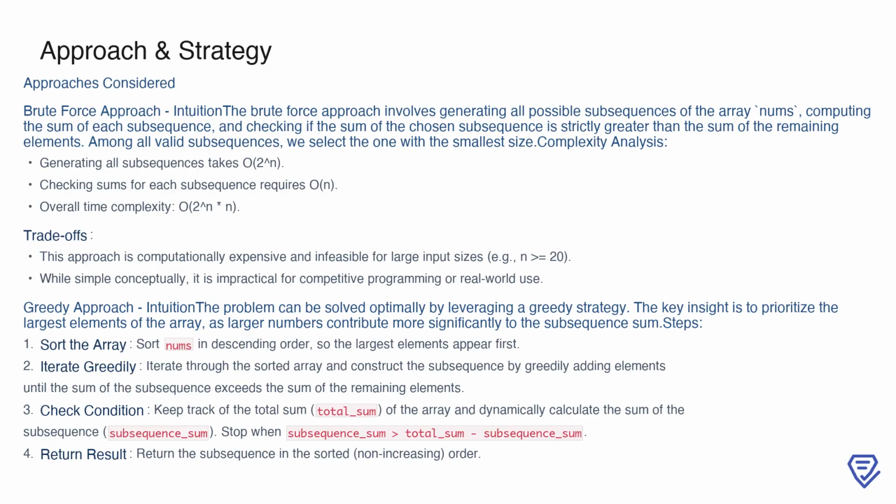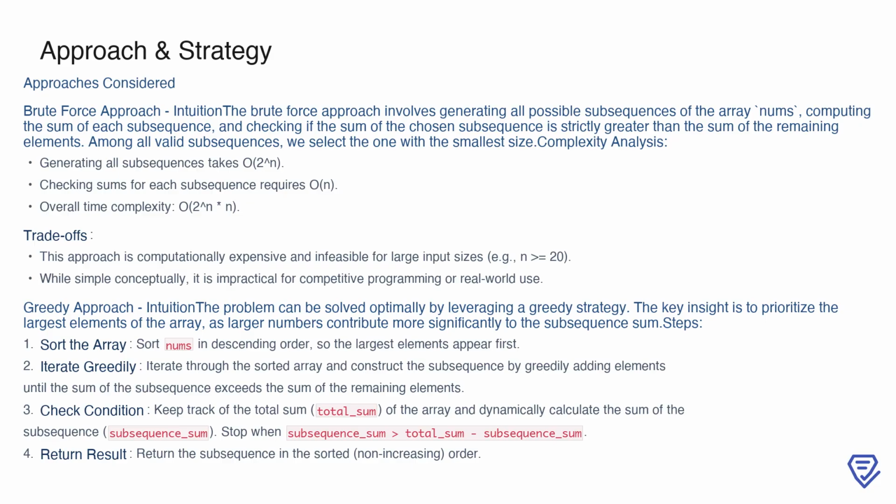However, generating all possible subsequences is computationally expensive because it takes 2 to the power of n time, and then checking the sums for each subsequence adds an additional n per subsequence. This results in an overall time complexity of 2 to the power of n times n, which becomes infeasible for even moderately large input sizes. While conceptually simple, this approach is impractical for competitive programming or real-world scenarios.